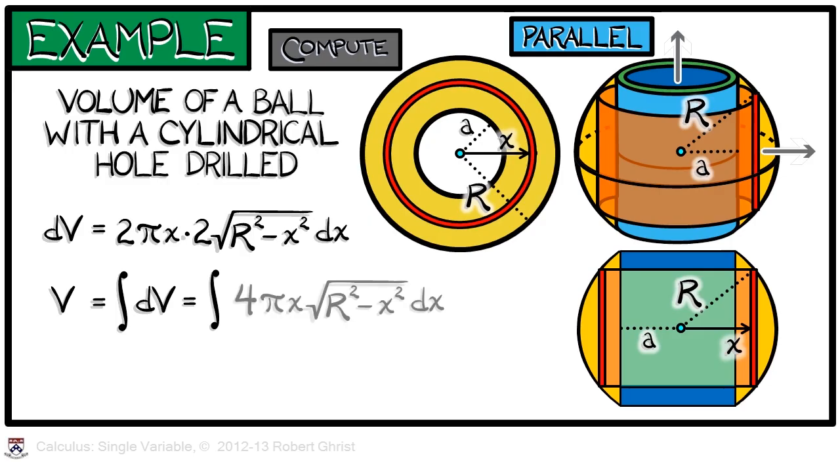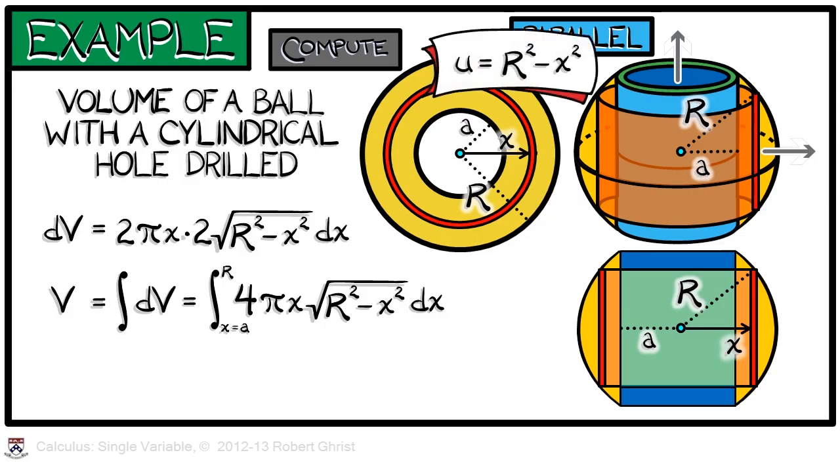Integrating this to obtain the volume gives what? The integral of 4 pi x square root of r squared minus x squared dx, as x goes from a to r. Pay very careful attention to those limits. Make sure you understand why that is true.